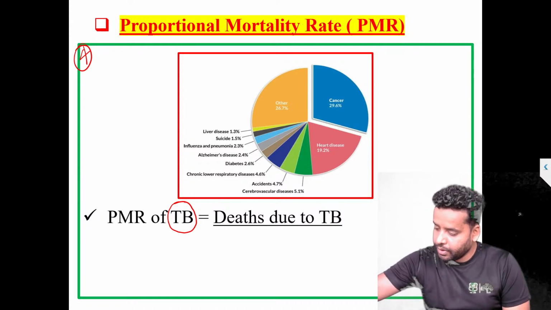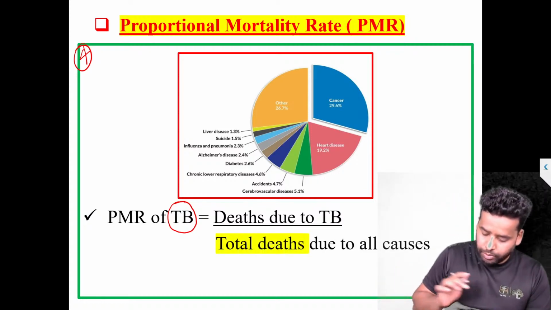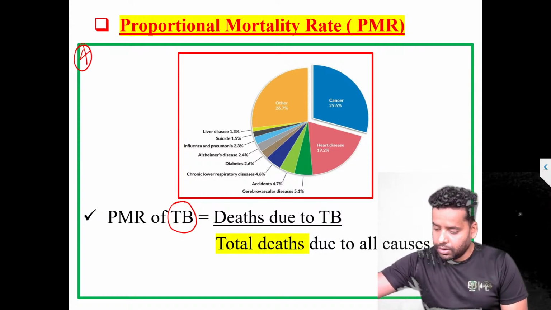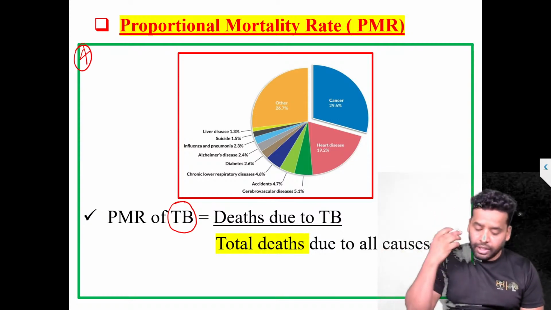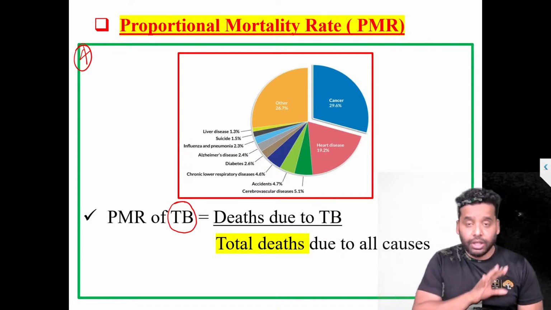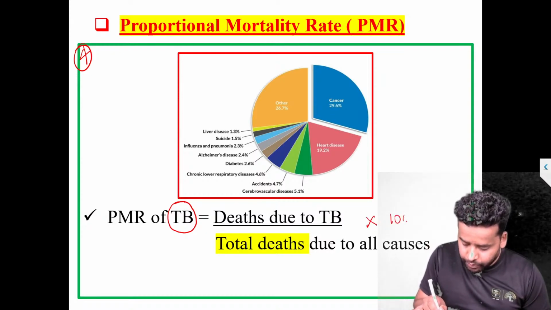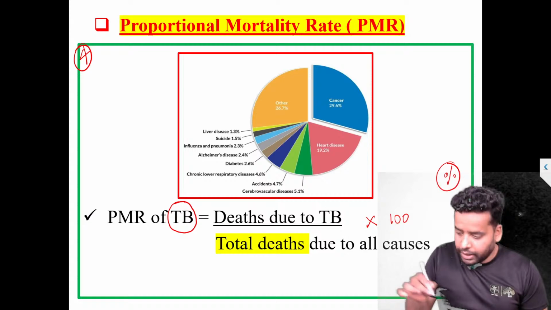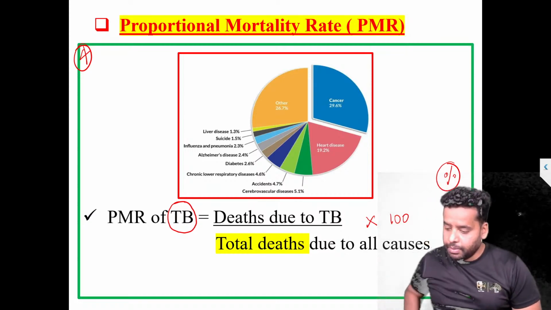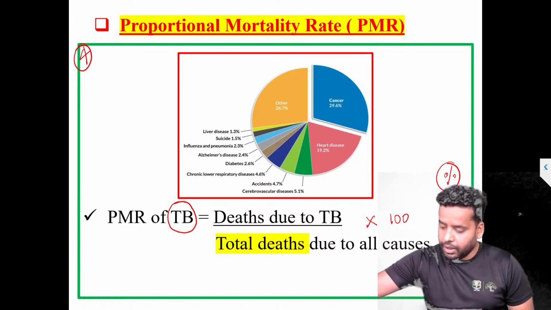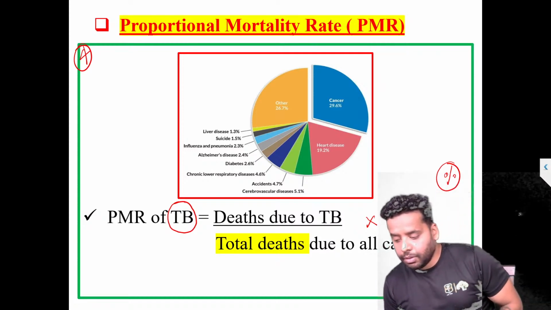Yes, correct. Total deaths in the denominator. Total deaths due to all the causes. Remember this word. So the numerator is deaths due to tuberculosis. The denominator is total deaths. That will indicate the contribution of tuberculosis in total mortality. We express it in percentage. So listen to the words properly. That will indicate the contribution of tuberculosis in terms of total mortality.